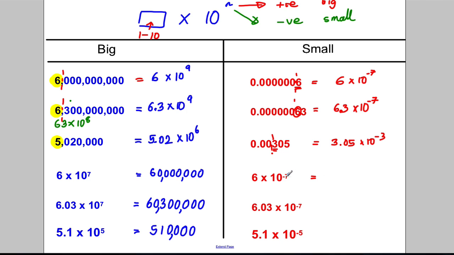This tells us we've got a 6, and this negative 7 tells us we've got 7 zeros in front. So 0, then you put your point, so that counts as 1 0, 2 zeros, 3 zeros, 4 zeros, 5 zeros, 6 zeros, 7 zeros, then put your 6.